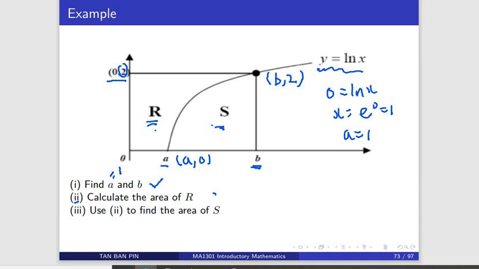To find b, you just have y as 2. So 2 equals ln x. So x will be e power 2. So b is just e power 2.